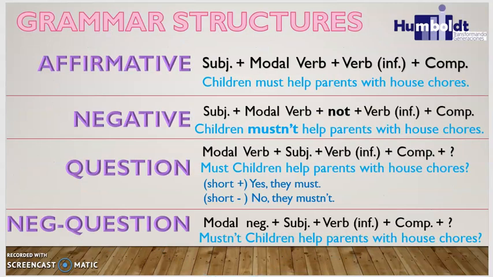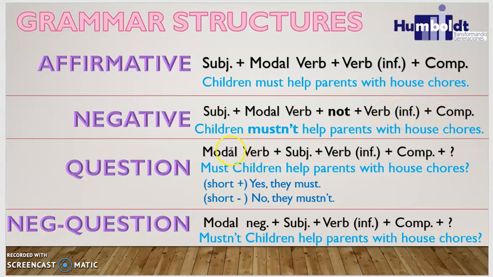Okay, let's study the grammar structures. The grammar structures are really simple. We need to take in mind that the affirmative one is subject, modal verb, verb infinitive, this is the normal verb, and the complement. The negative is subject, modal verb, not, we add not after the modal verb, plus verb infinitive or normal verb and the complement.